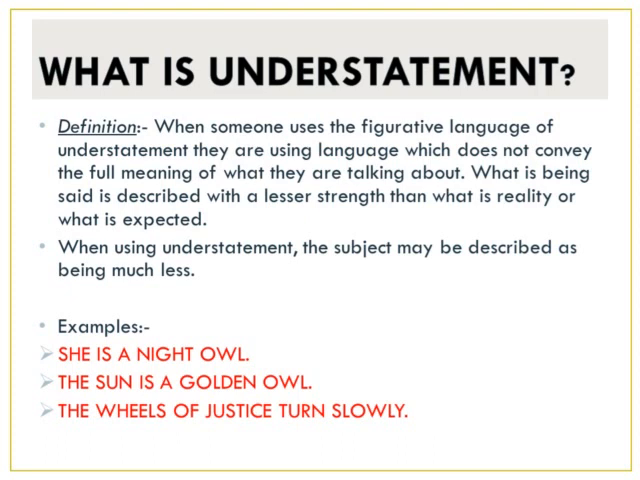If we see the example, the first example is she is a night owl. Second is the sun is a golden hour. And the third is the wheels of justice turn slowly.